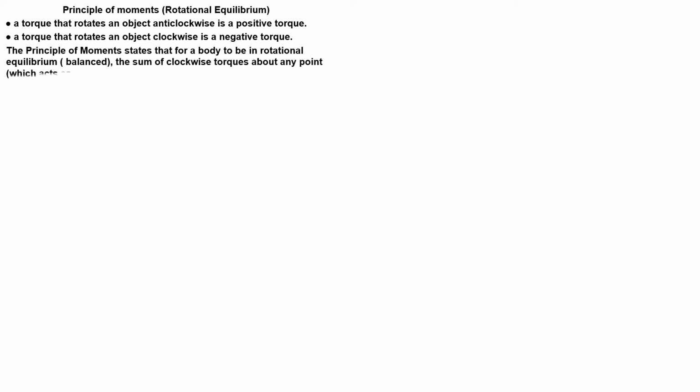If a body is acted on by more than one force and it is in rotational equilibrium, by rotational equilibrium I mean that the body is not rotating, so the resultant torque about any fixed point must be zero. This is sometimes known as the lever principle or principle of moments. The principle of moments states that for a body to be in rotational equilibrium, balanced, the sum of clockwise torques about any point, which acts as a pivot, must equal the sum of anti-clockwise torques about the same point.